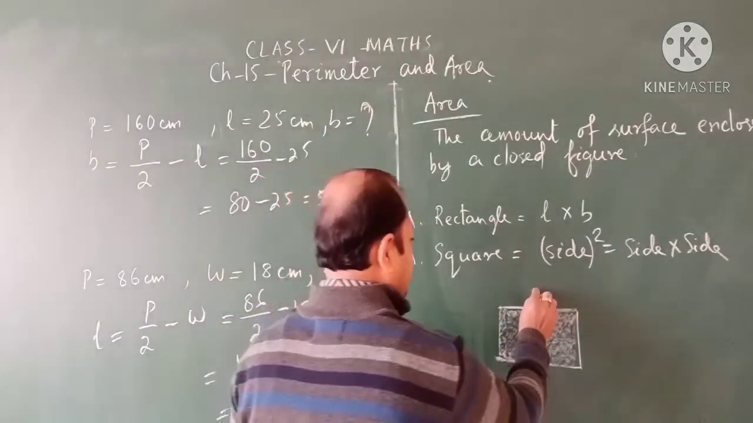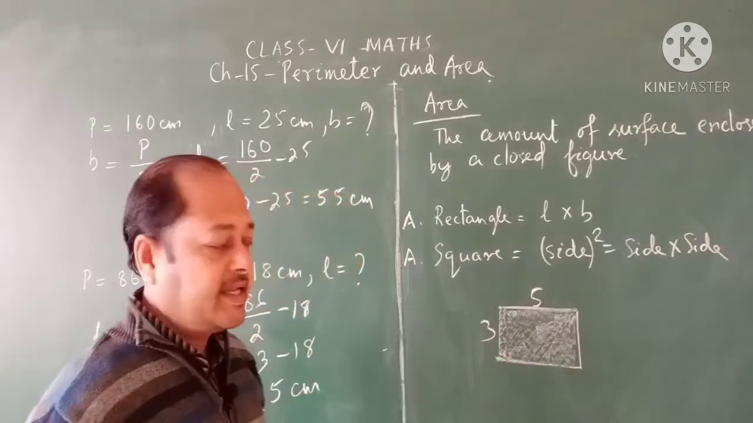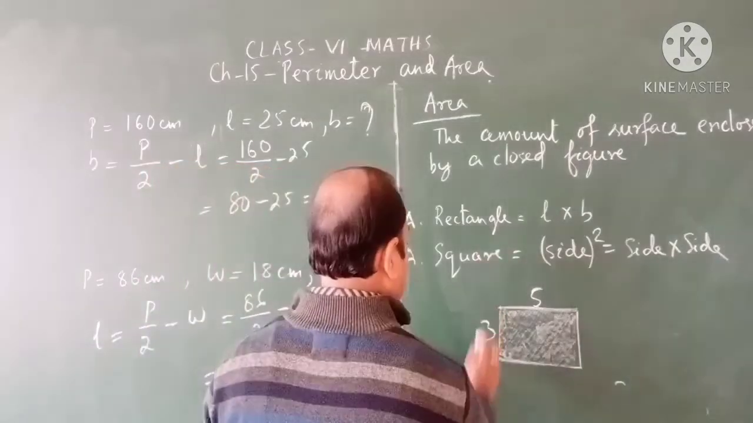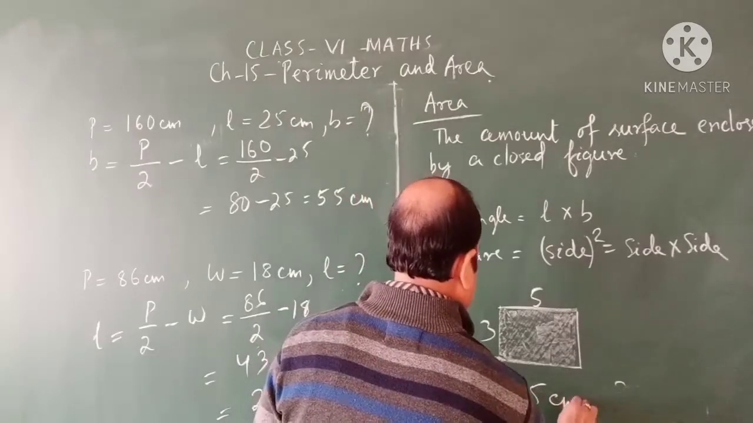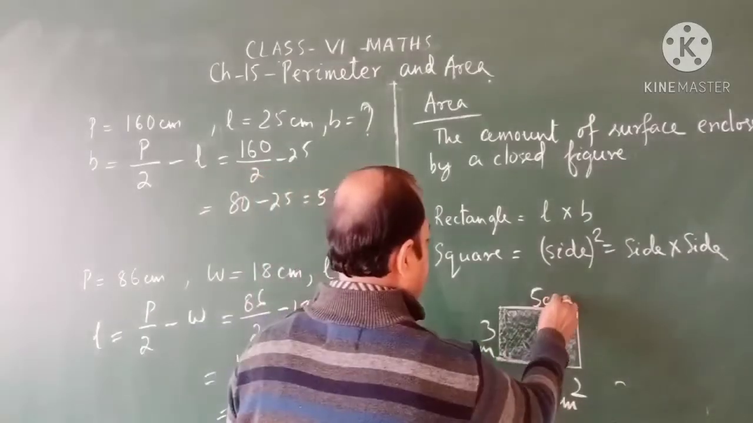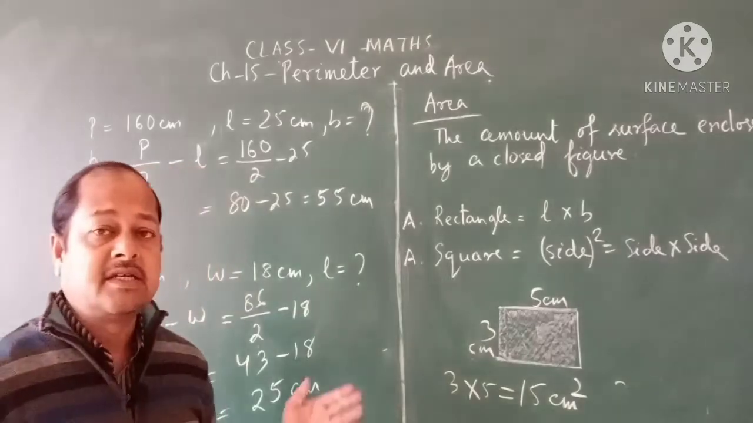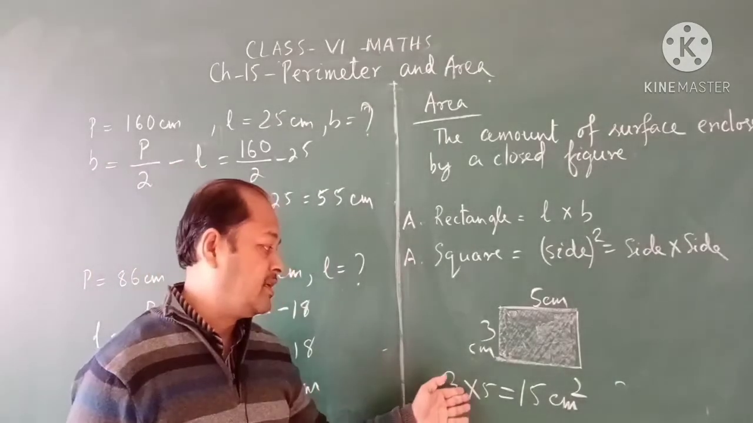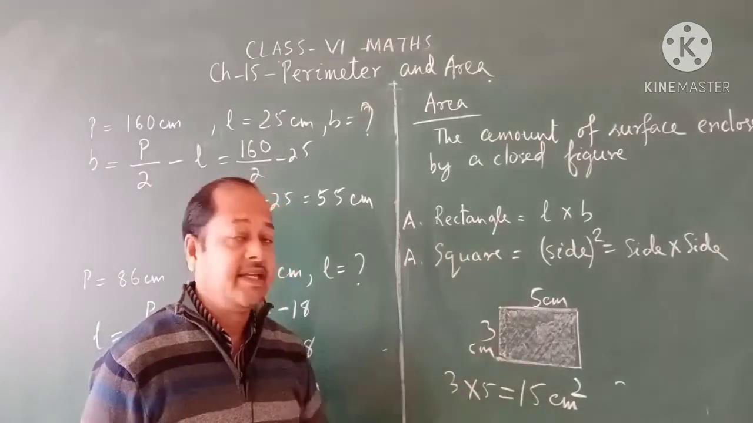Suppose your length is given here as 5 and breadth is given as 3. Then what is the area? The area of the rectangle here is 3 into 5, that is 15 centimeter square. Why is it square? Because if this unit is centimeter and that unit is also centimeter, then centimeter into centimeter is centimeter square. So 3 times 5 is 15 centimeter square, the area of the rectangle.